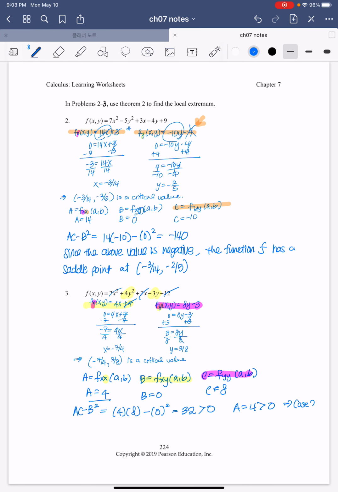Case 2. So we will say the function has a minimum at the point -7/4, comma 3/8. Okay.